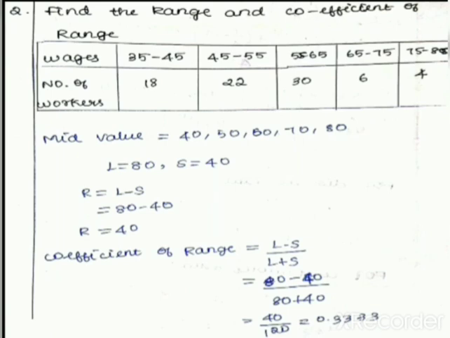So in these mid values, you have to find which is largest and smallest. So largest mid value is 80 and the smallest mid value is 40. So our range formula is L minus S, which is 80 minus 40 is equal to 40. And then coefficient of range. The formula for coefficient of range is L minus S divided by L plus S, which is 80 minus 40 divided by 80 plus 40 is equal to 40 divided by 120, which is equal to 0.333.